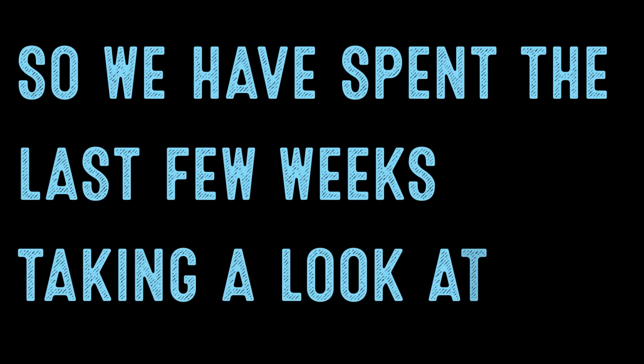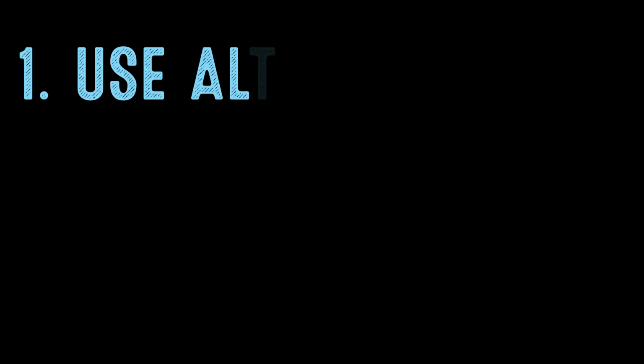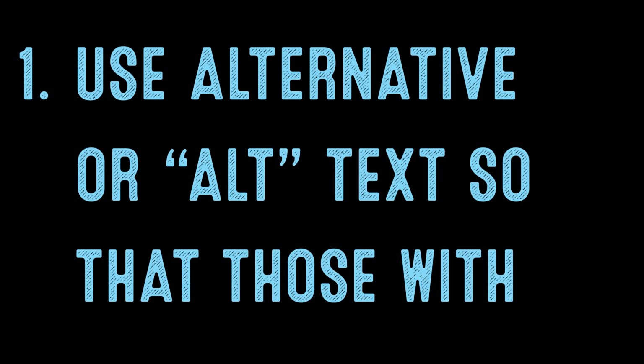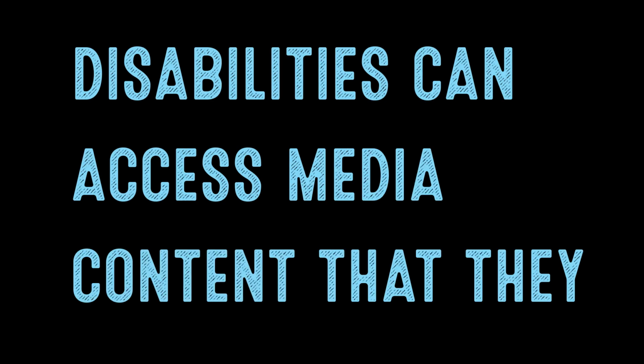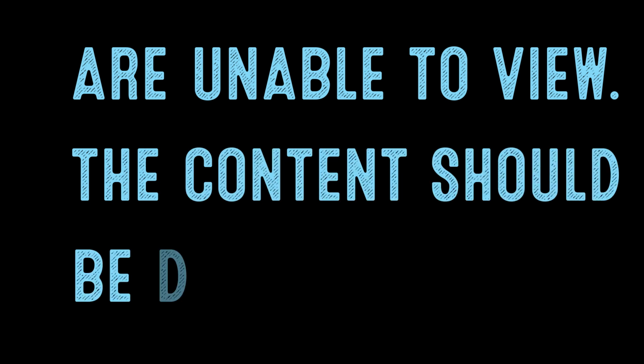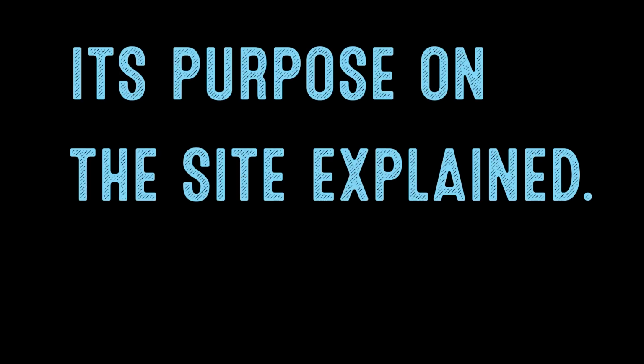The weekly code quiz. So we have spent the last few weeks taking a look at key ways to make your websites more accessible. How do we make images accessible? 1. Use alternative or alt text so that those with disabilities can access media content that they are unable to view. The content should be described and its purpose on the site explained.